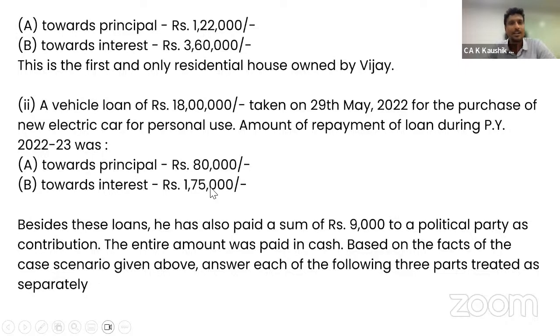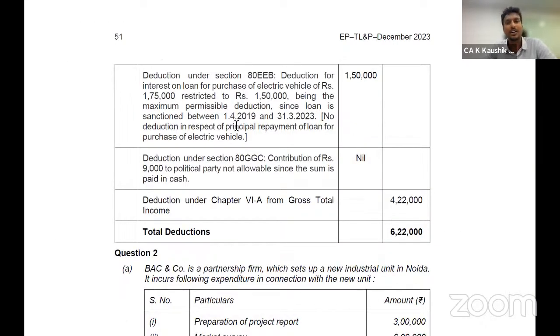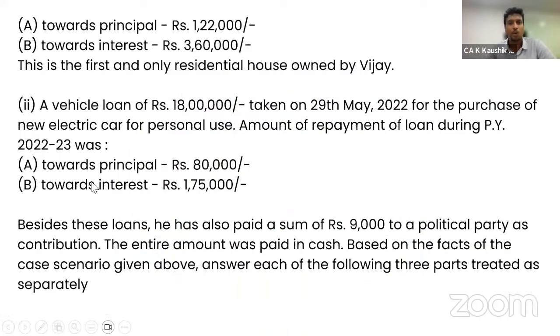So here again, similar, 80EEB says that for any electric vehicle purchased from 1st April 2019 till 31st March 2023, maximum you can claim 1,50,000 interest. And since you have 1,75,000, it is restricted to 1,50,000. And what happens to the principal? No deduction under principal. It has to be left out, ignored.